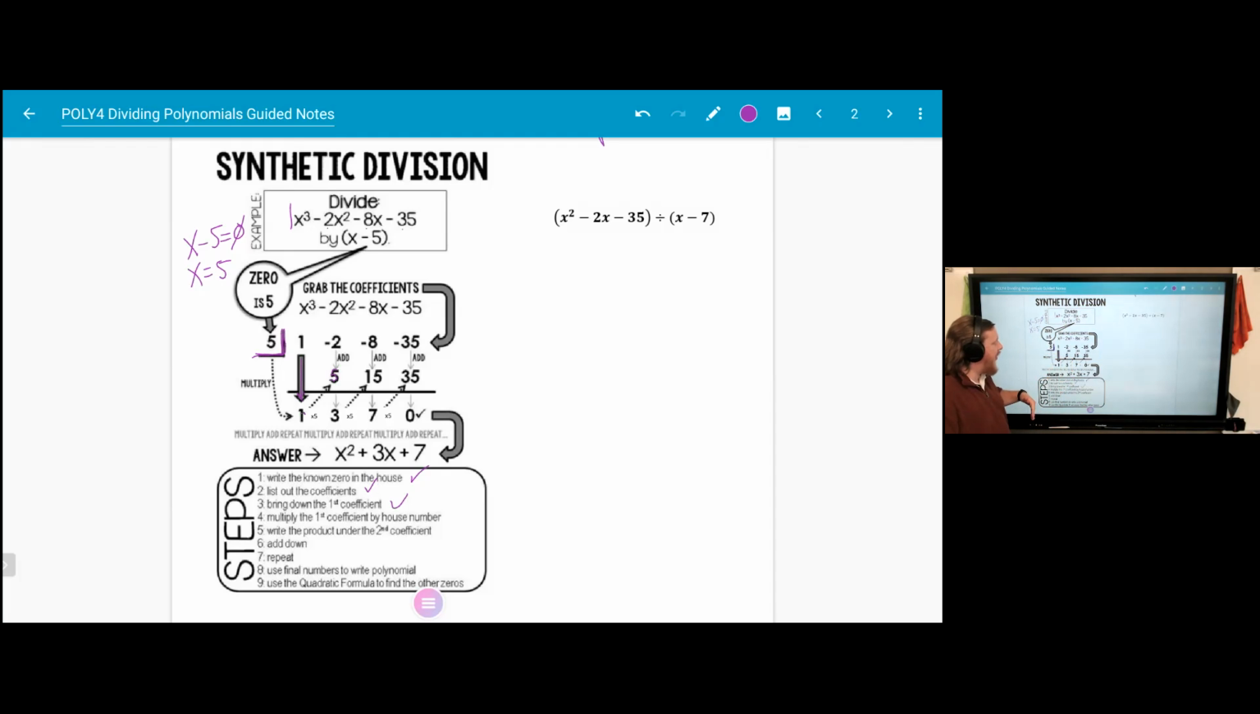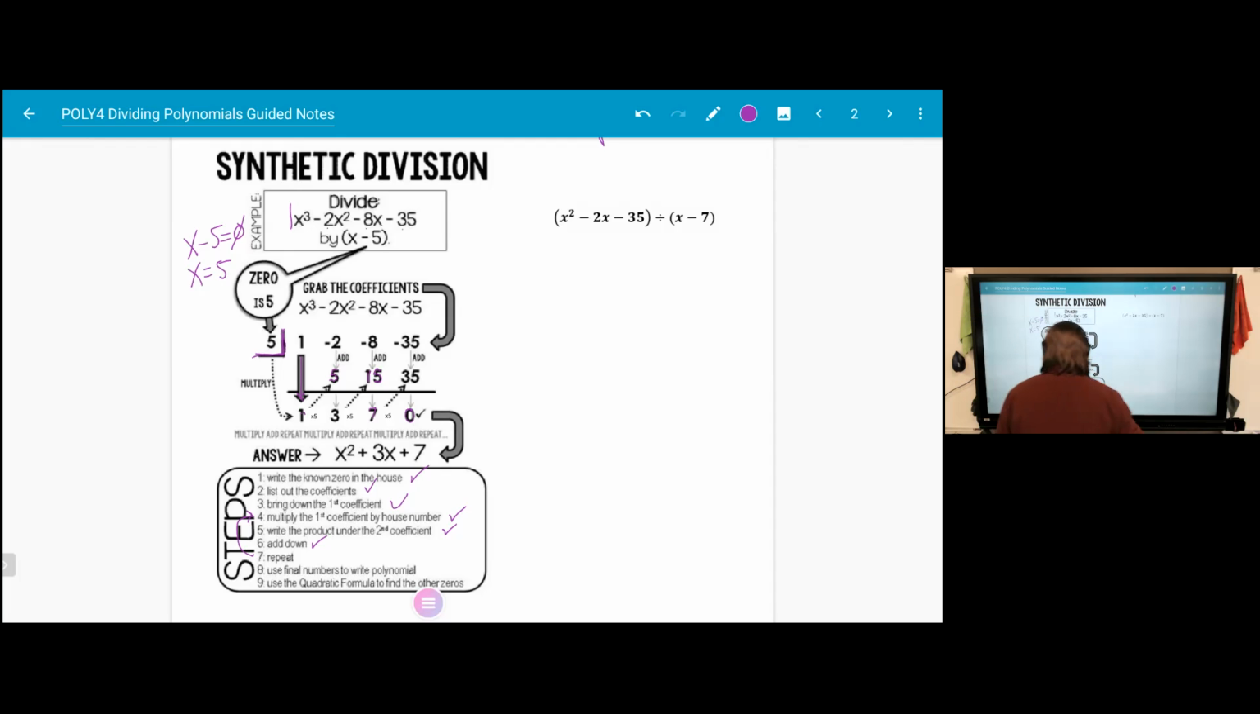So you've multiplied, and now you're going to add down. -2 plus 5 is 3. We multiplied by the coefficient, wrote the product underneath the second coefficient, and added down. Now we need to repeat. I'm going to multiply the house number again. 5 times 3 is 15. I'm going to put that right here. I'm going to add down: -8 plus 15 is 7. 5 times 7 is 35. And when I add down, I get 0.